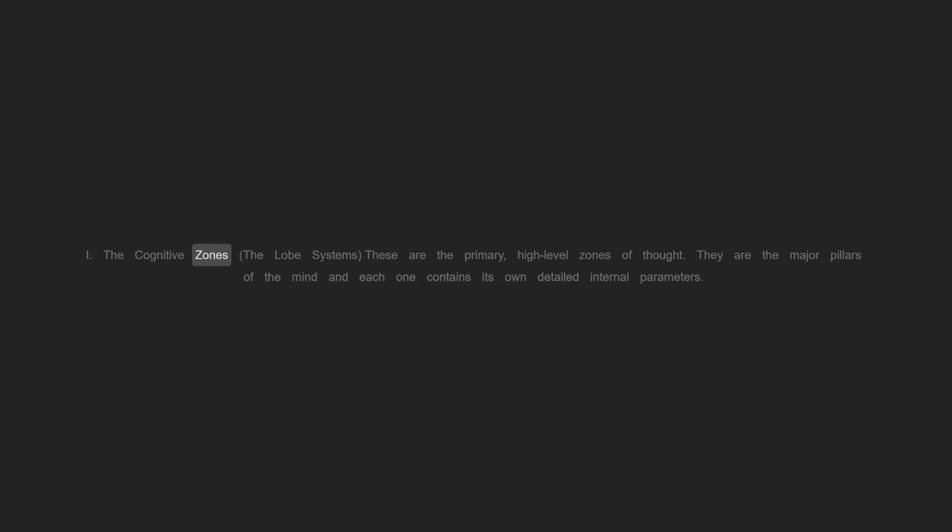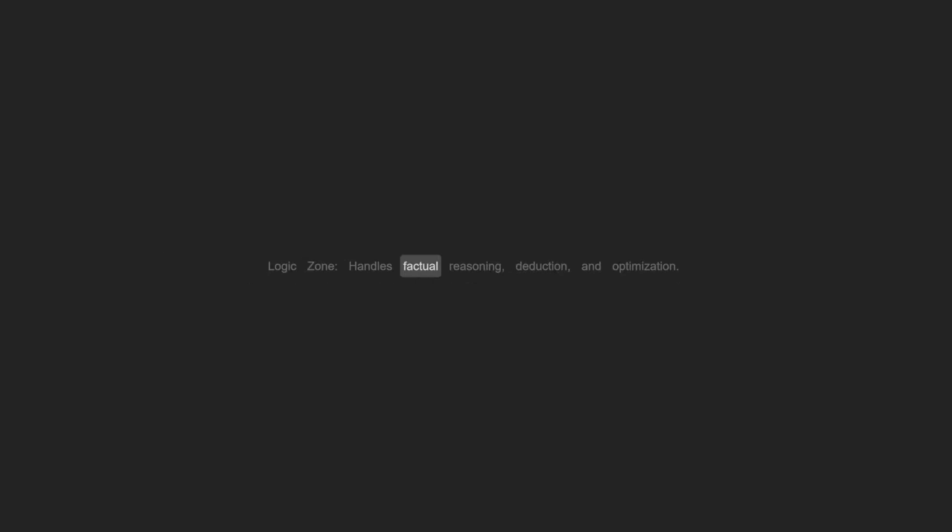The cognitive zones, the lobe systems. These are the primary, high-level zones of thought. They are the major pillars of the mind, and each one contains its own detailed internal parameters. Logic zone handles factual reasoning, deduction, and optimization. Substates: formal proof, pattern matching, causal inference.